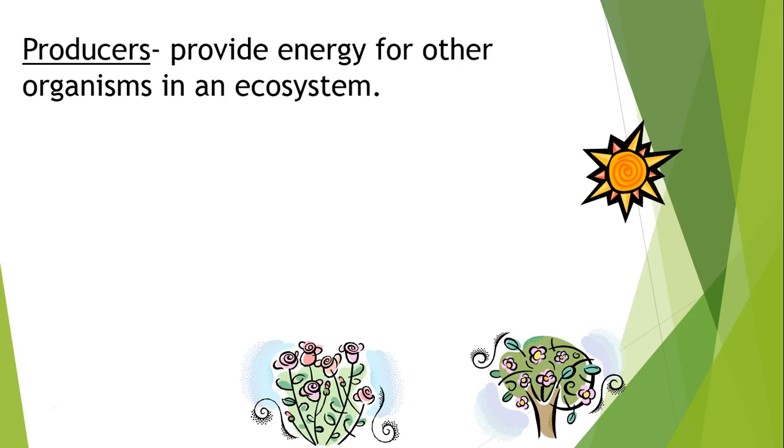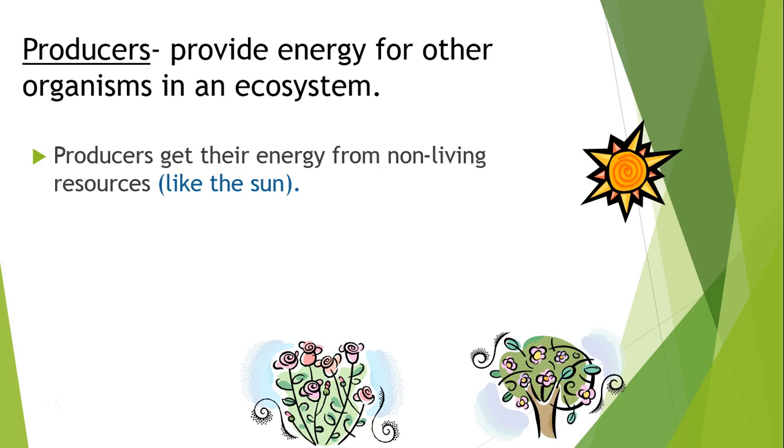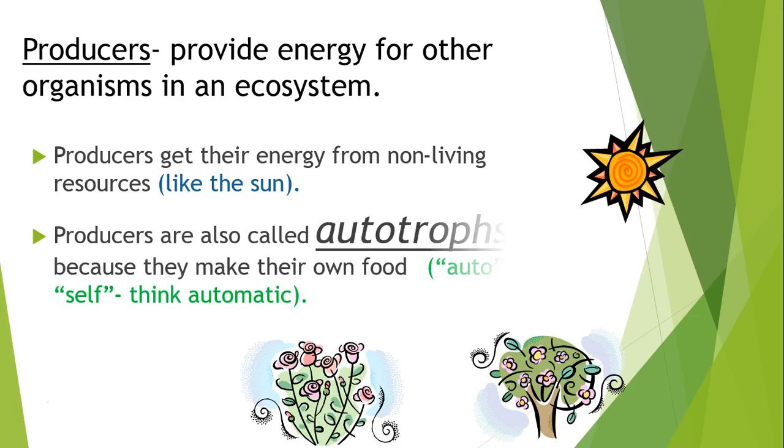Within that ecosystem, and related to the characteristic of gaining and using energy, there are several ways to categorize living things, or the biotic factors. A biotic factor could be a producer. Producers provide energy for other organisms in the ecosystem. They get their energy from non-living resources such as the sun. In fact, I think it's only the sun. And they can also be named autotrophs because they make their own food. Auto, in this case, means self.